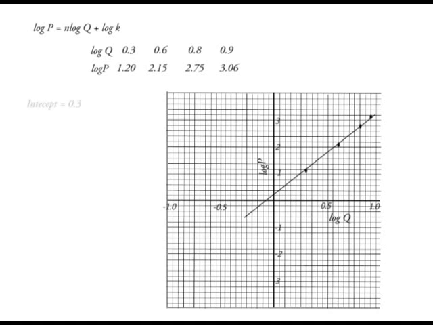The intercept is at 0.3, and this is equal to log k. So log k is equal to 0.3. We find the antilog, and k is equal to 2. N is the gradient. And if we take these 2 points, gradient will be 2.7 minus 1.5 over 0.8 minus 0.4, and that gives us 3. And so substituting the values of n and k, the relationship will be p is equal to 2q cubed.